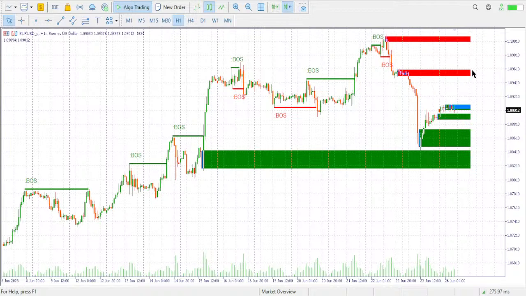If the price should break and close above this line, then the next zone is this one. We have a very good buy here. We have a very good buy here. And we do have a very good buy here. Does that make sense?